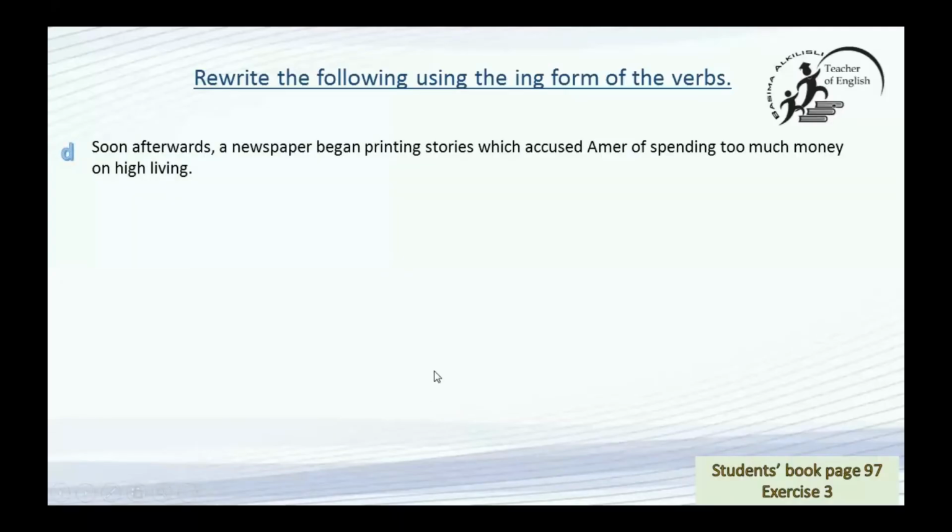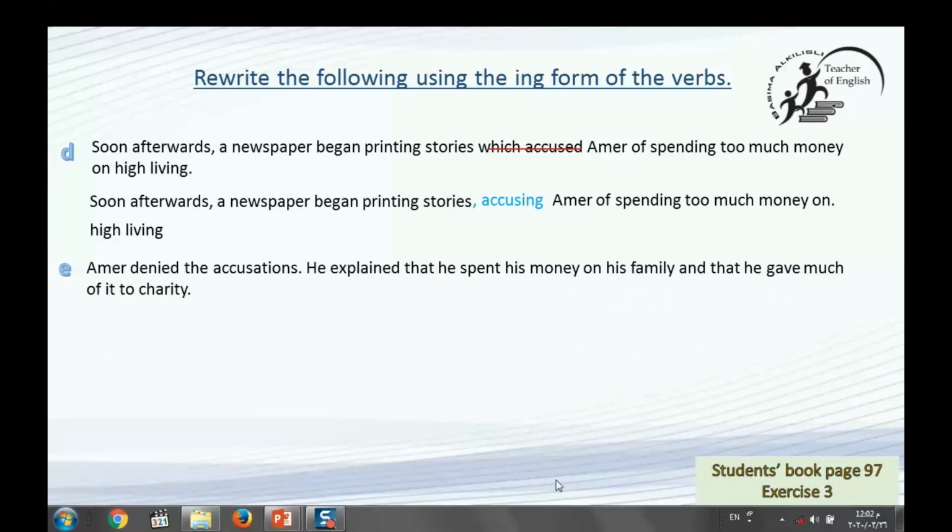Now D. Soon afterwards, a newspaper began printing stories which accused Amir of spending too much money on high living. Where is the second part or the second sentence, which accused Amir? Here the subject of the second sentence is which. As we have said, we have to omit the subject and the main verb. We have to put a comma and the main verb in the ing form, then we have to continue the rest of the sentence.